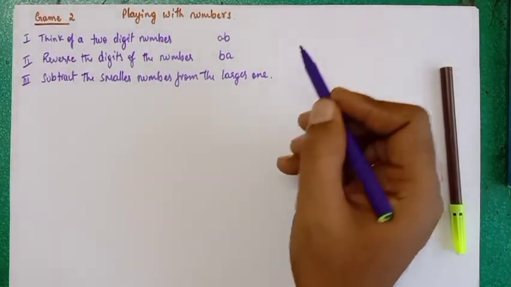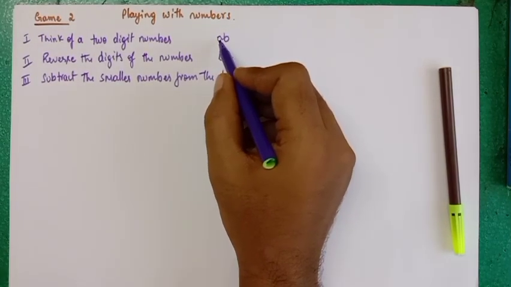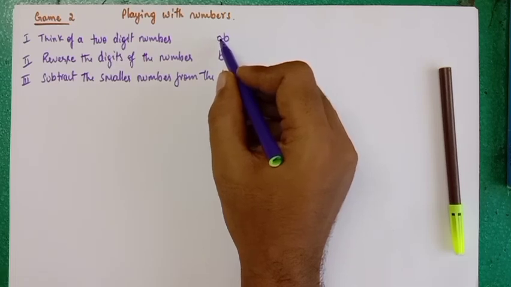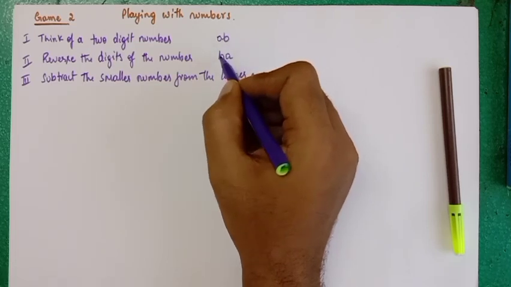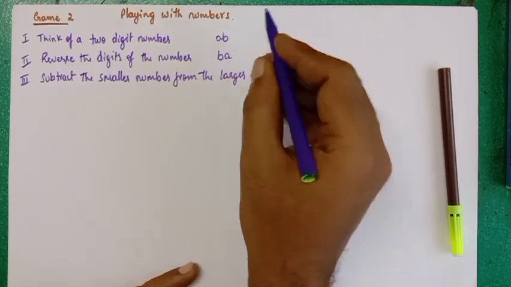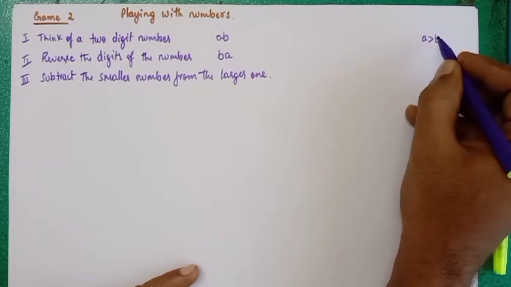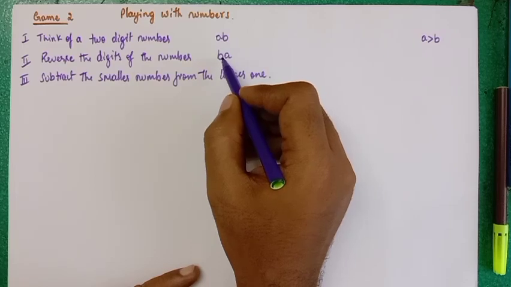How to judge, students: if A, that is the digit in the tens place, is greater and B is smaller, what happens? This number will be greater. Why? As you shift B to the tens place, as B is small, here you understand A is greater than B. So this number will be bigger, whereas this number will be smaller.